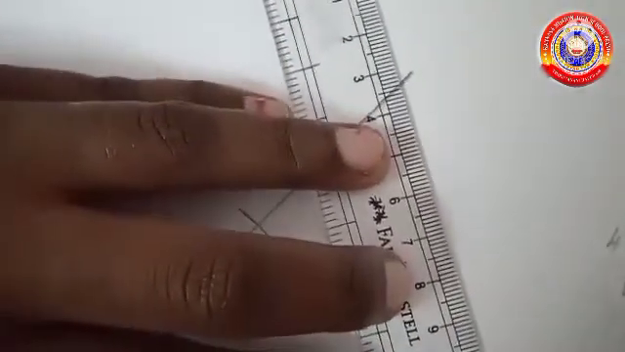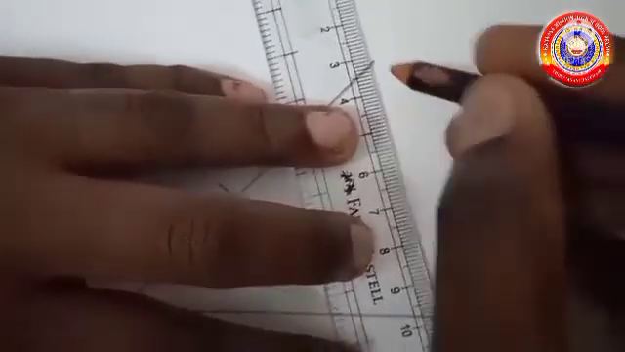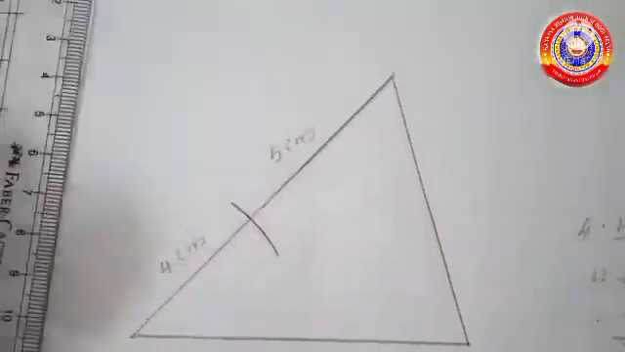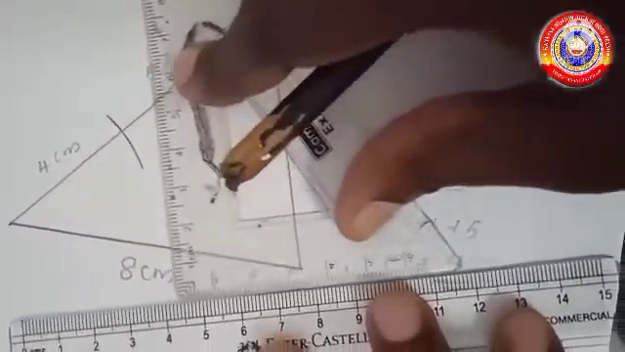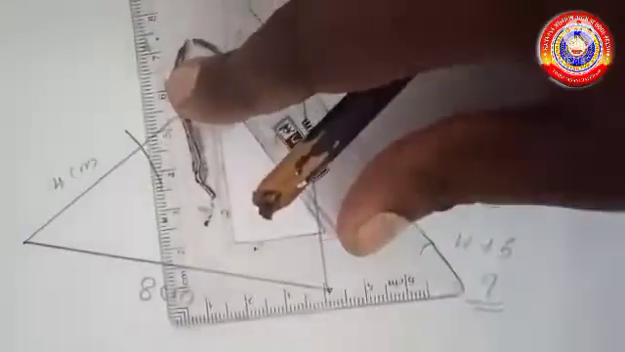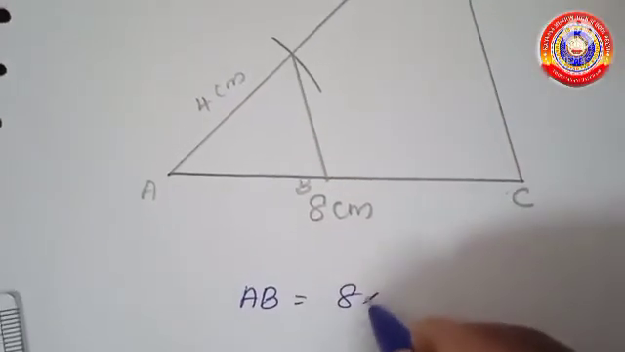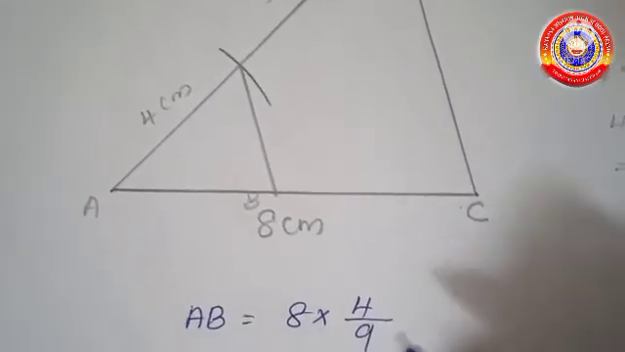Next, we have to complete the triangle by joining its end points. By using a scale and set square, we have to draw a parallel line through this point. Here, the two parallel lines divide the 8 cm line in the ratio 4:5.